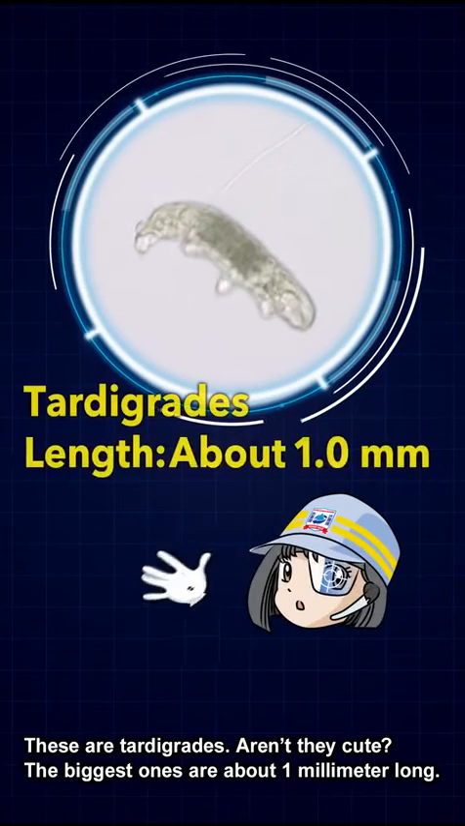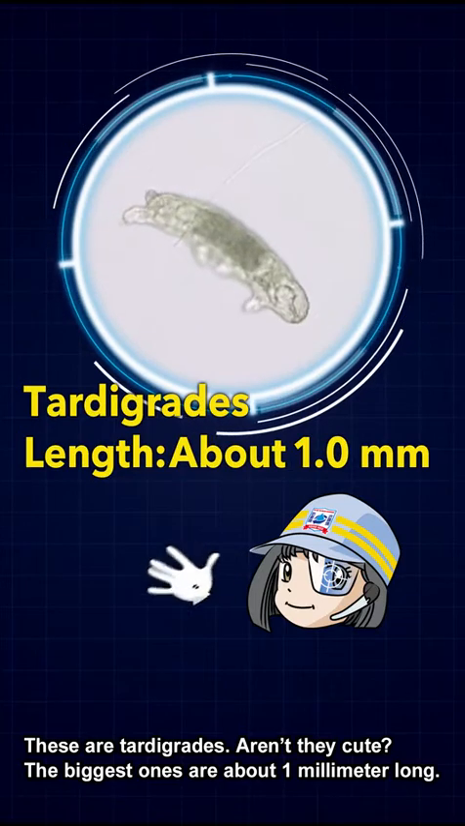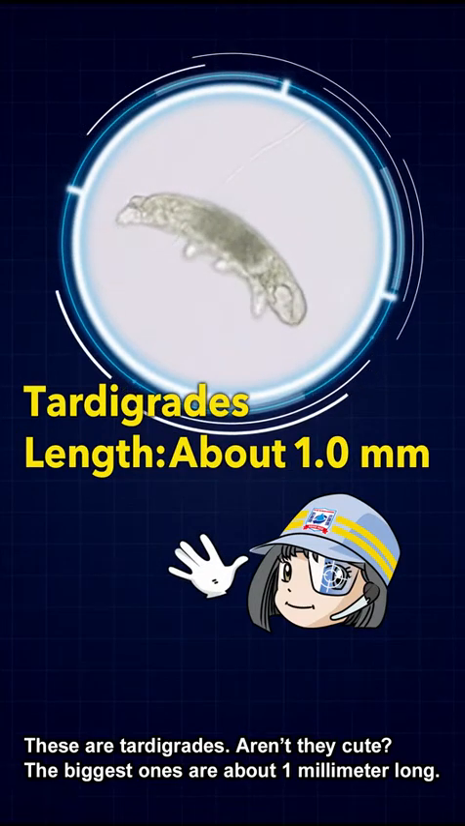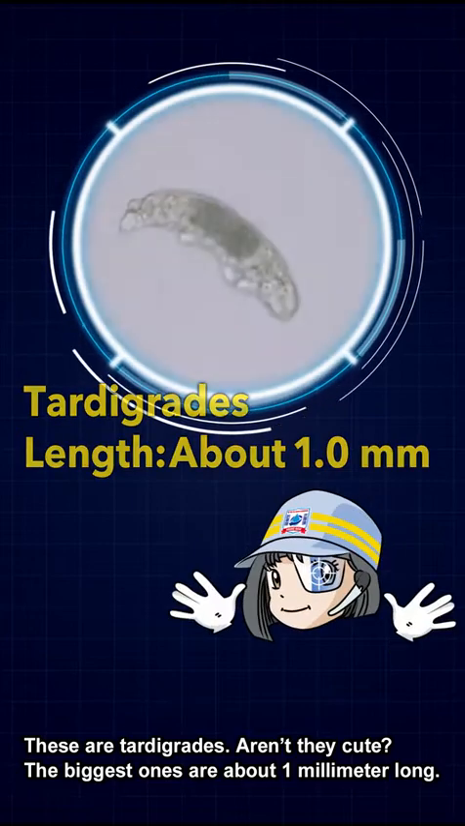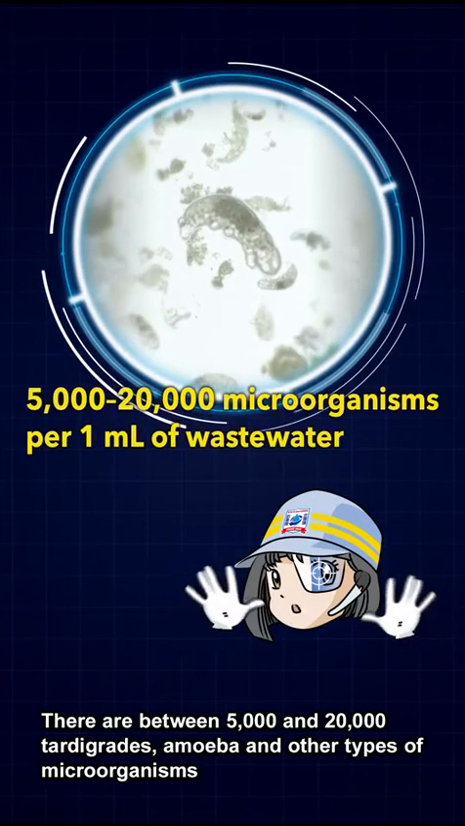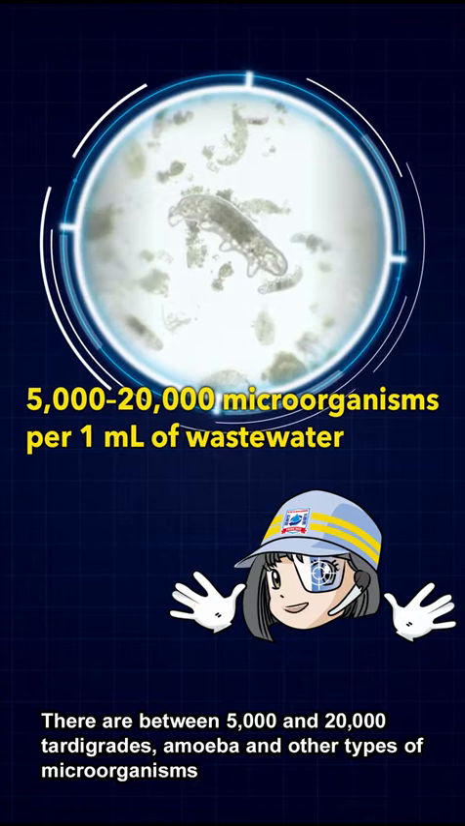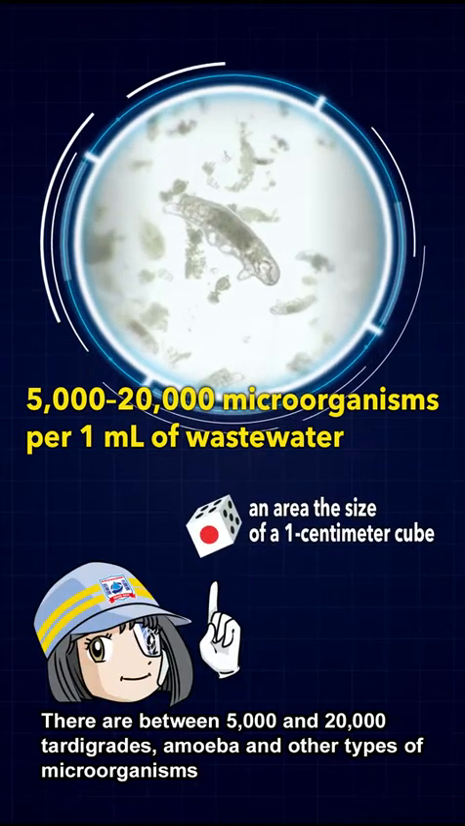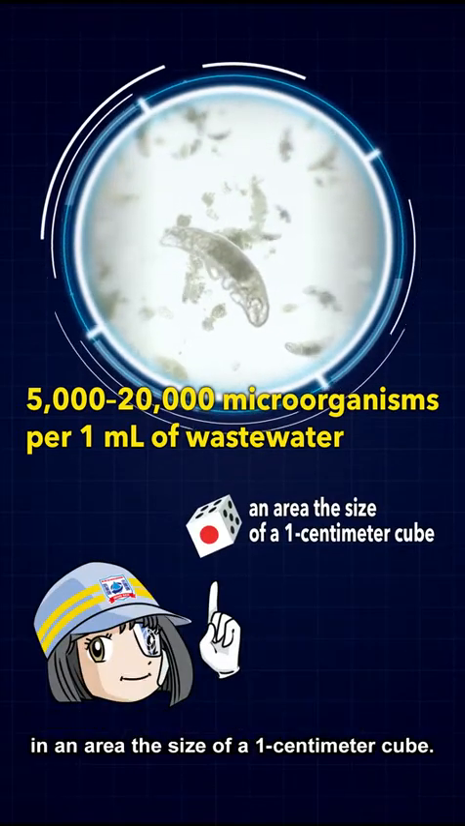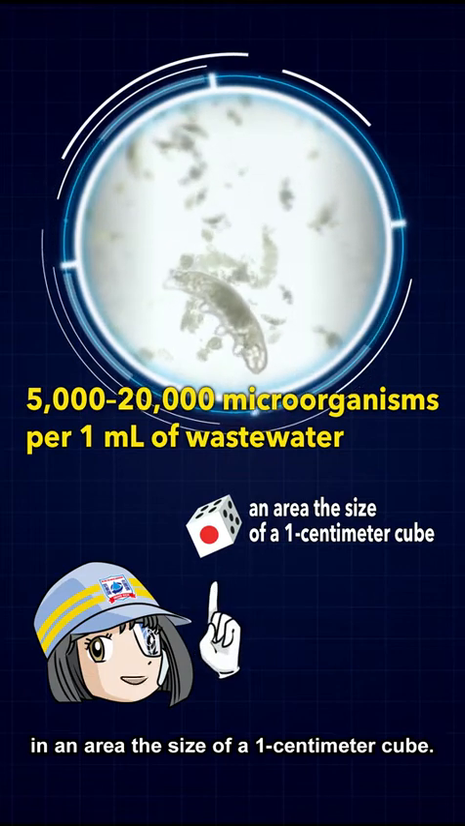These are tardigrades. Aren't they cute? The biggest ones are about 1 millimeter long. There are between 5,000 and 20,000 tardigrades, amoeba, and other types of microorganisms in an area the size of a 1 centimeter cube.